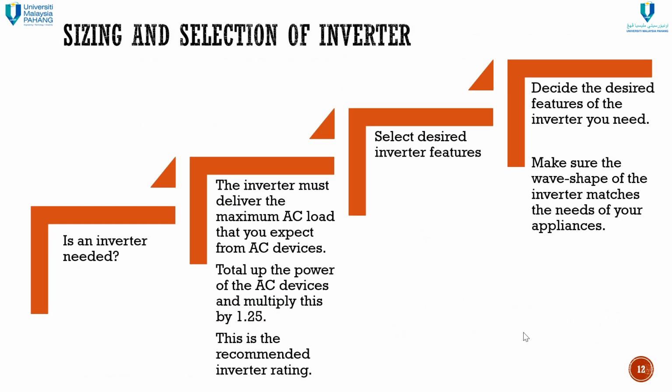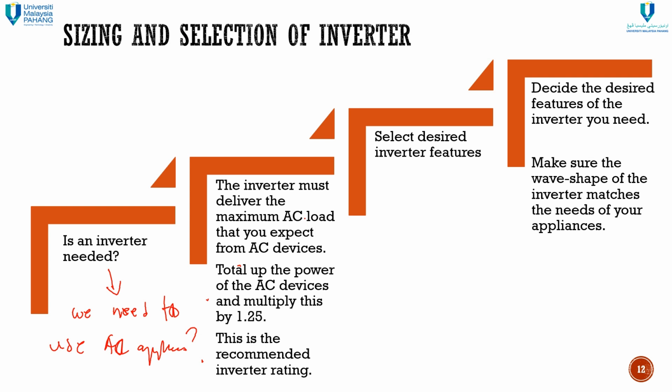Then sizing and installation of the inverter. So is an inverter needed? This means that we need AC, we need to use AC appliances. For example, we want to use the TV. Even if you are living in the jungle, you still need to watch the game show every day. That's why we need the TV, we need AC appliances. So when we need the AC load to be used, then we are going to need the inverter, because the inverter will invert the DC to the AC. Okay.